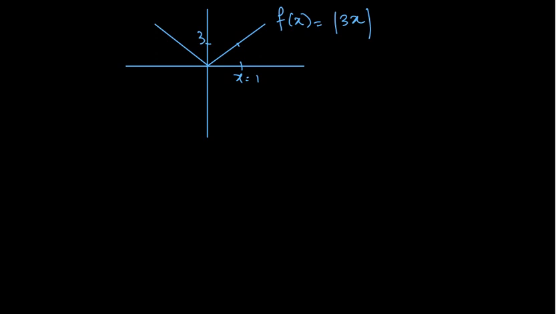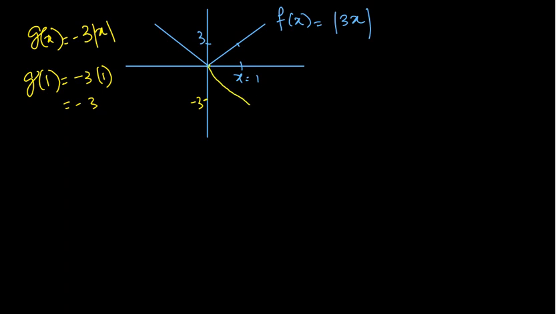So if I have now g of x, another function, g of x equal to negative 3x, so when x equals 1, g of 1 will be minus 3 into 1, you'll have minus 3. So minus 3 somewhere here, right? So this line will be going now this way.